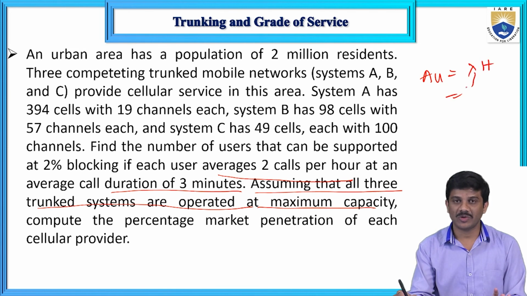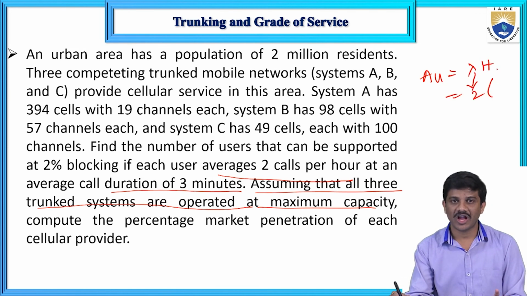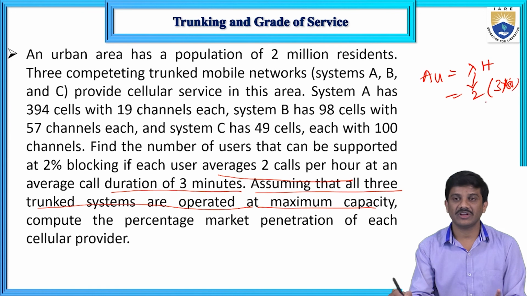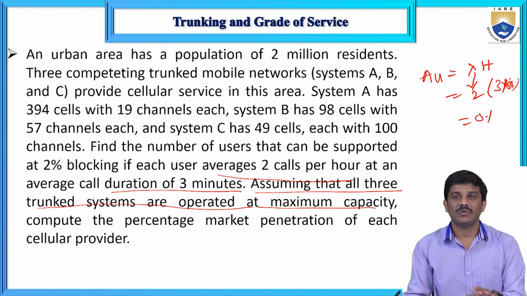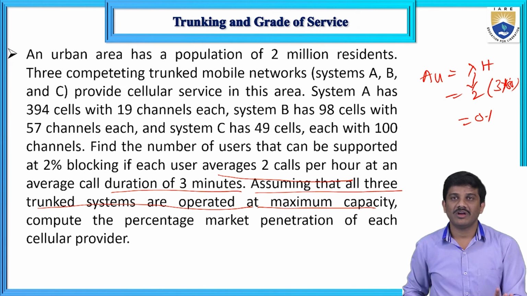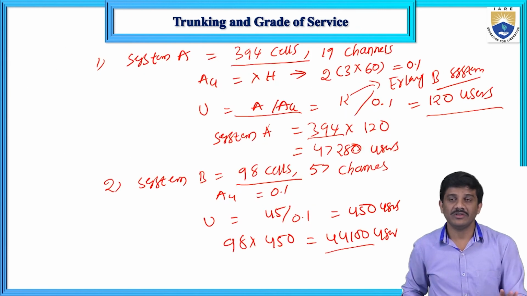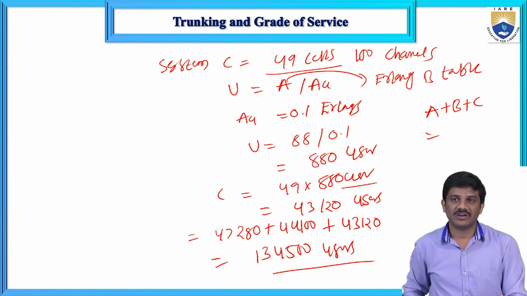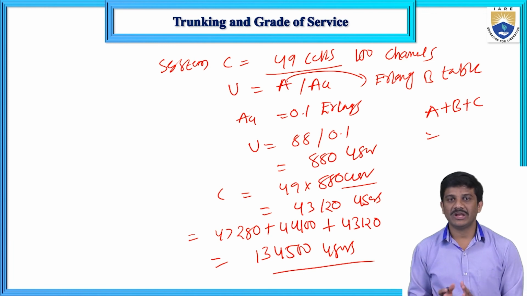This is the average calls per hour, and this is the average call duration, 3 by 60. Like that, we can find it. This is for the average call duration, and we also find the measurements for this one. This is clear for system A, system B, and system C.